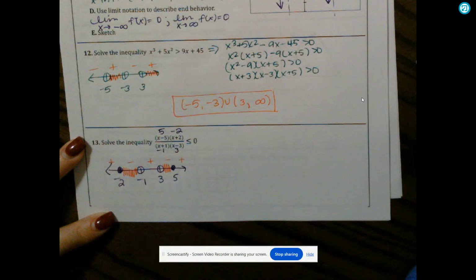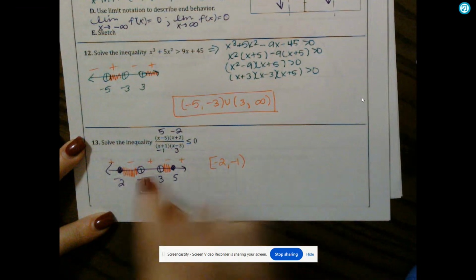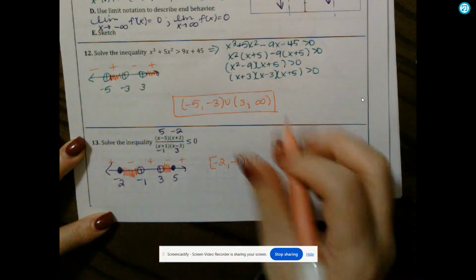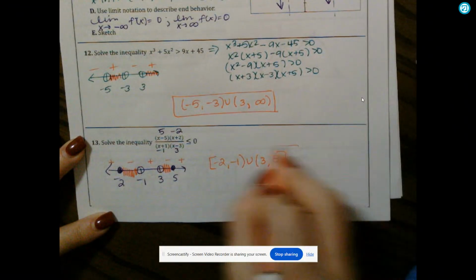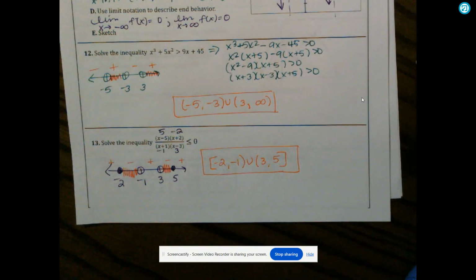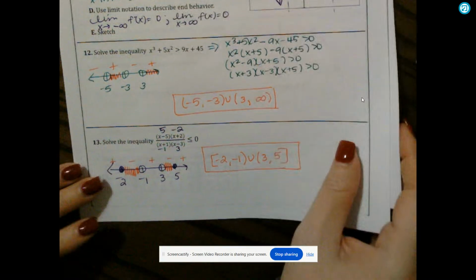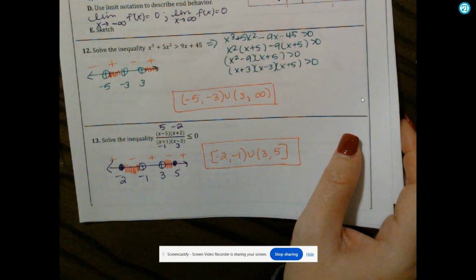Okay, so since it's less than or equal to, we are equal to at -2 up to -1. We're not equal at -1. Union, we start again at 3. We're not equal to at 3, but we are equal at 5. Most missed part on these type of questions is your notation. So make sure you got brackets where you're supposed to have brackets, parentheses where you're supposed to have parentheses. Okay? All right. Number 14.